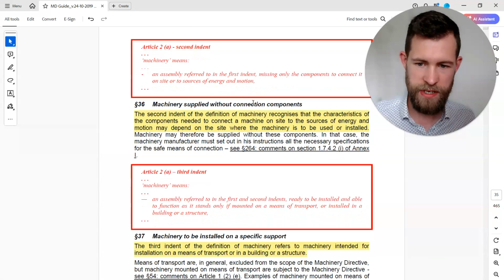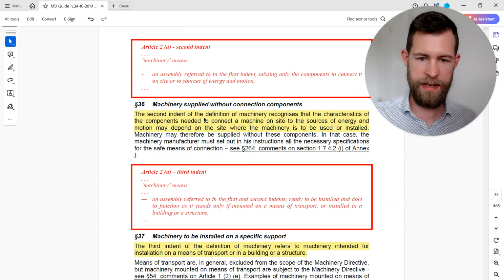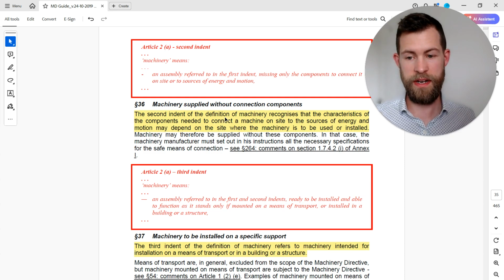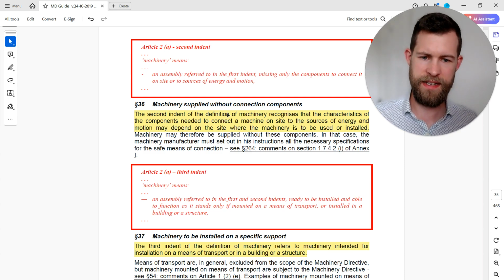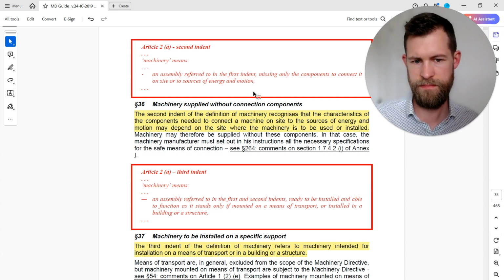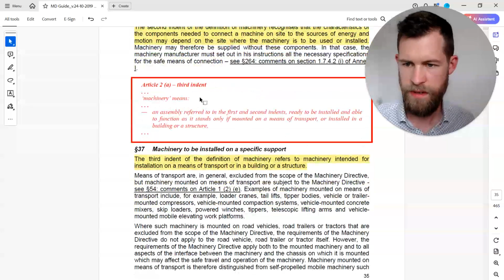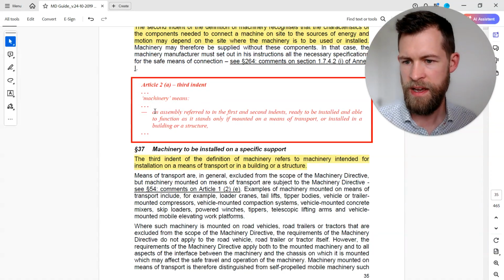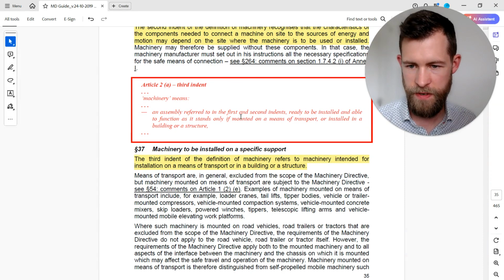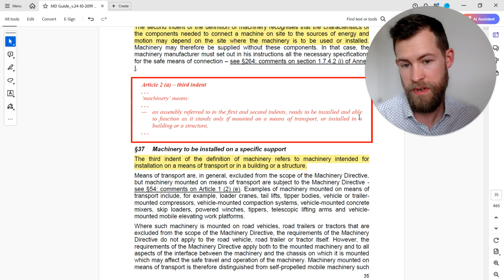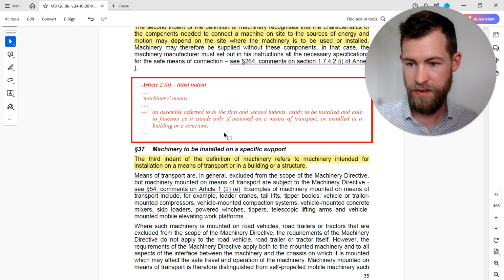So you're supplying a machine, it doesn't have an air supply and it needs one. Well, it's still a machine, and then you install it on site and it gets access to the energy supply that it needs. Okay, makes sense. Third indent: machinery means an assembly referred to in the first and second indents, which we've looked at, ready to be installed and able to function as it stands only if mounted on a means of transport or installed in a building or a structure.